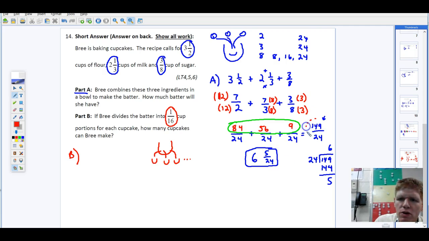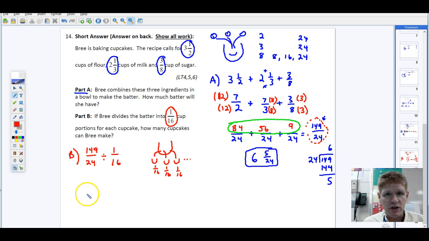We also know we're going to have to convert that to fraction form anyway, so we're just going to use this number right here, 149 over 24. Then we're going to divide by 1/16, because we're dividing this up into little portions that are 1/16 each. For division, you'll remember, it's just like multiplying, except we have to keep, change, flip. So we'll keep the first number, 149 over 24, change our division symbol to multiplication, and flip this one to 16 over 1.